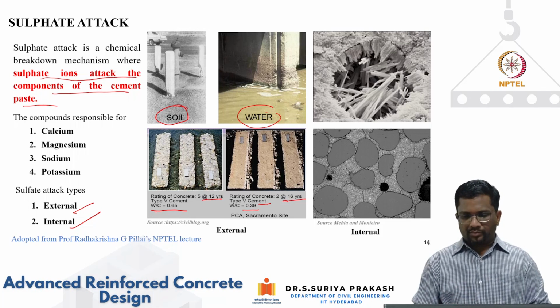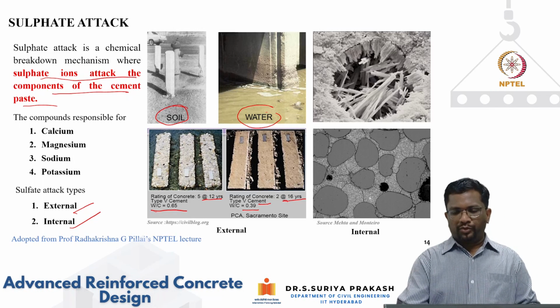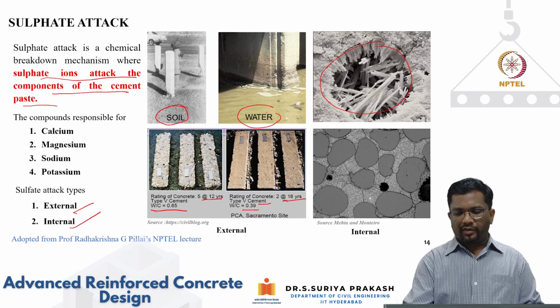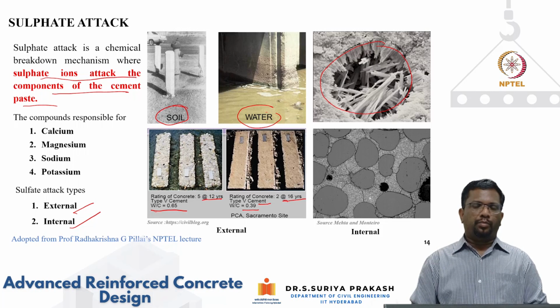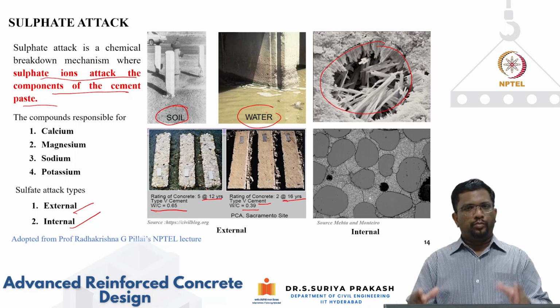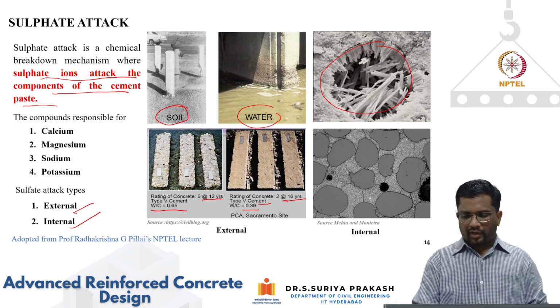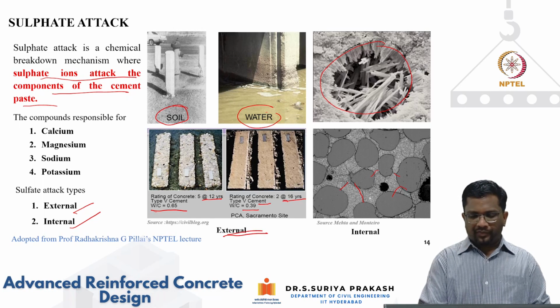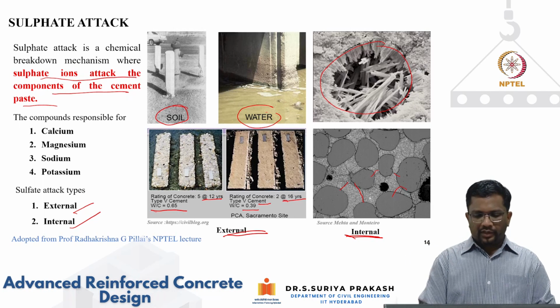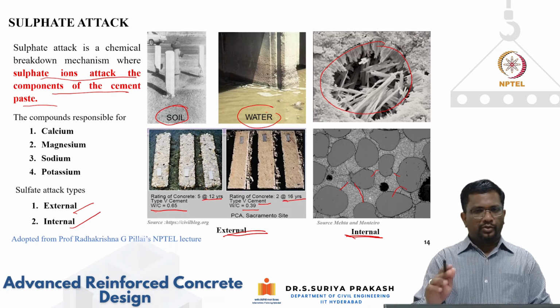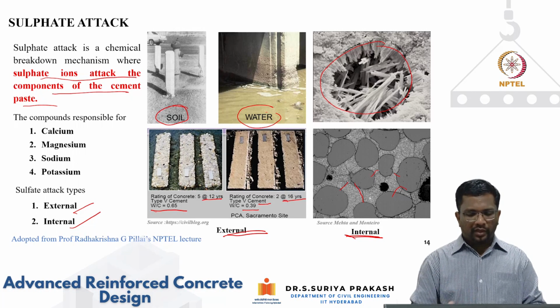Now, sulfate attack produces ettringite, which is a needle-like structure. It is an expansive product that creates more pressure on the surrounding concrete and creates cracks. These are the cracks induced by sulfate attack. These are your external factors, and this is your internal. We will talk about delayed ettringite formation in the coming slides. You can see that even if it is exposed externally, one way to control sulfate attack is by using a lower water cement ratio.